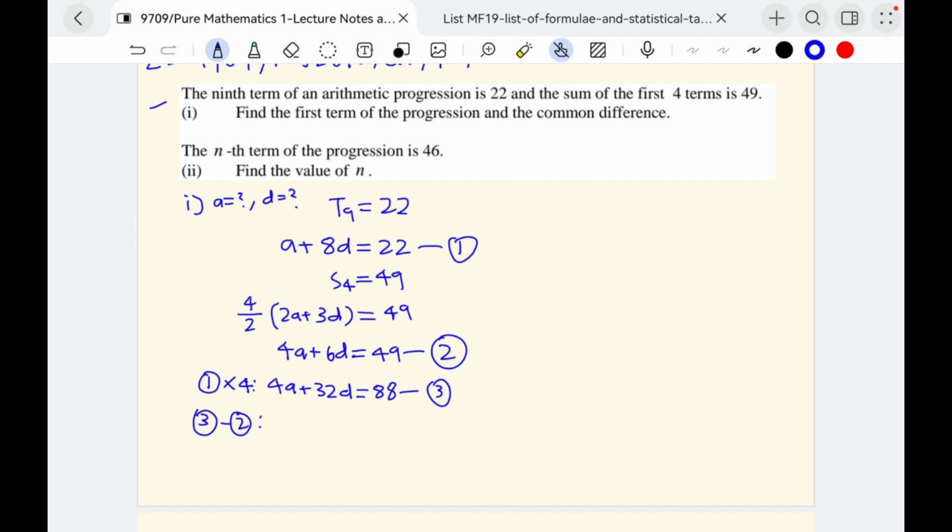Okay, so you will get 26D is equal to 39. So find D. You will get 3 over 2 as the common difference. This is your first final answer for part 1. Okay, draw a line.